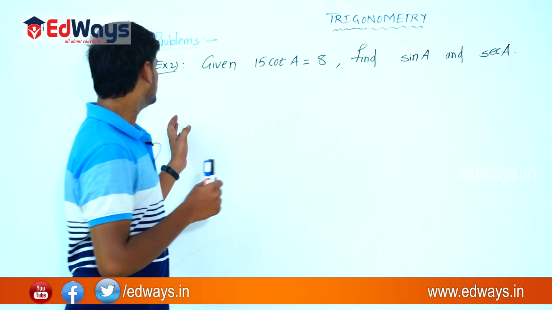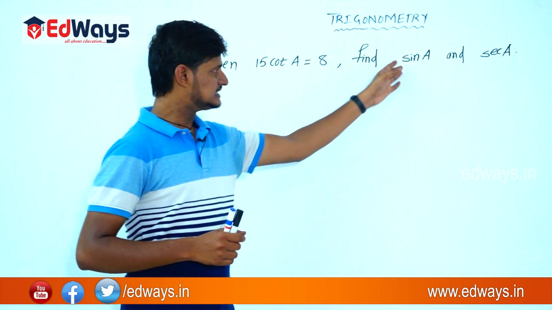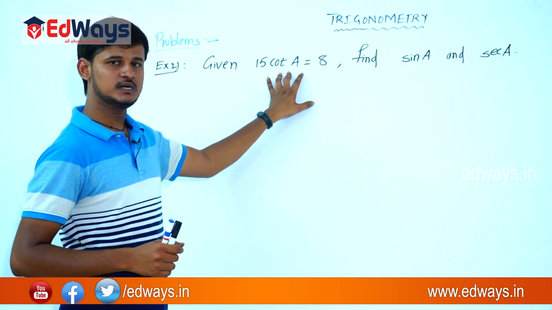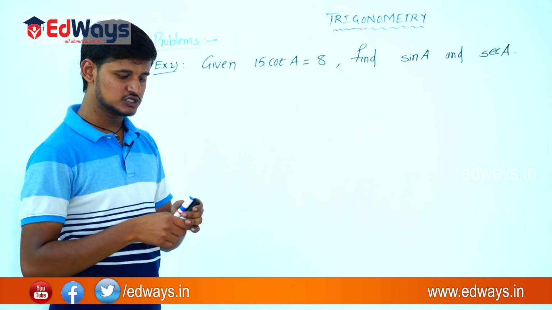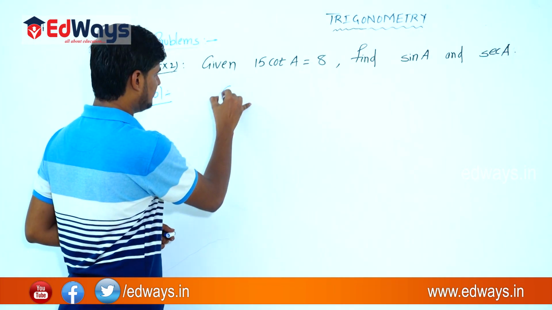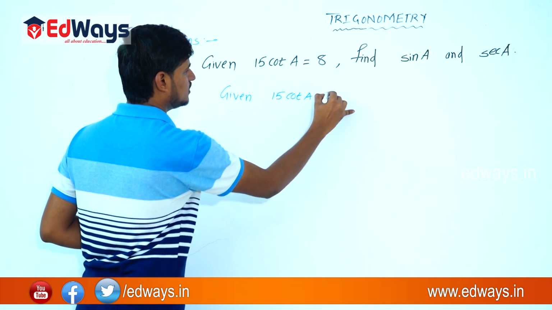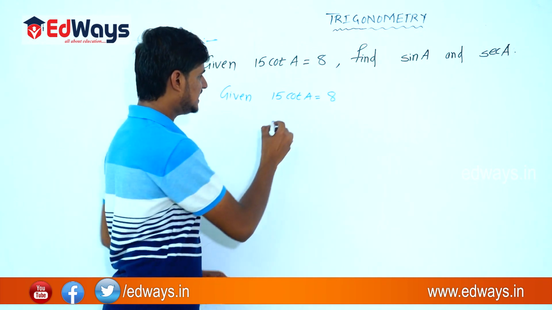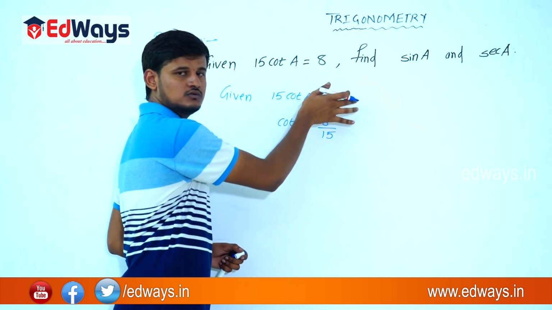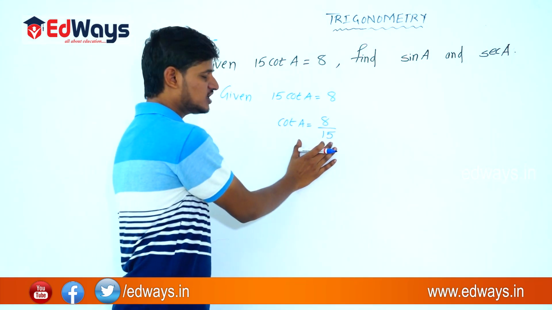Example number 2. Given 15 cot A is equal to 8, find sin A and secant A. So they provided us with one trigonometric ratio, that is 15 cot A is equal to 8. First let us write the given data. Given 15 cot A is equal to 8. So from here, shall I write cot A is equal to 8 by 15? Just I send 15 to the right hand side. So cot A is equal to 8 by 15. This is one trigonometric ratio.